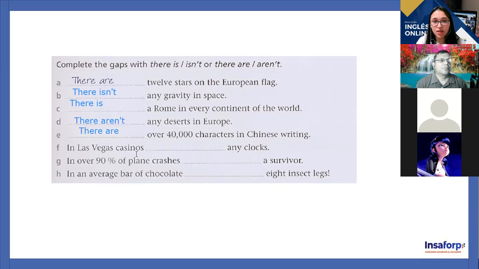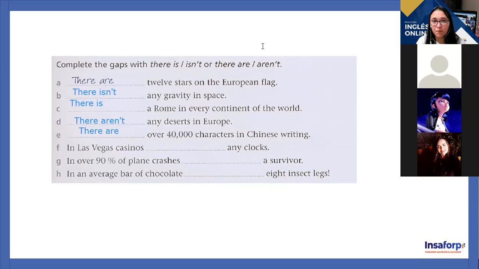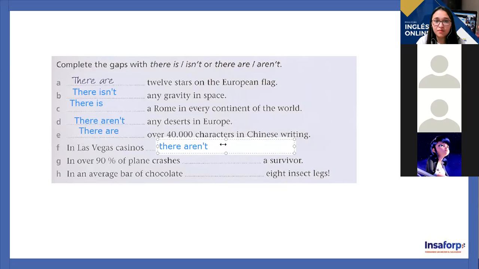We have in Las Vegas casinos, any clocks? There aren't. Yes. Why are we using there aren't? Clocks is in plural. And I have a negative, and he's telling me any, that it is a negative word.